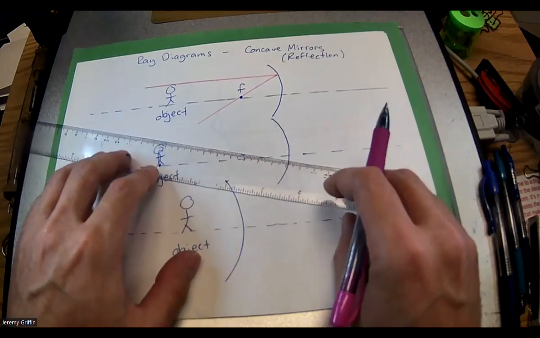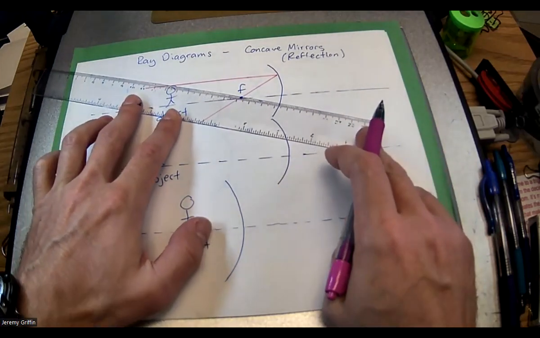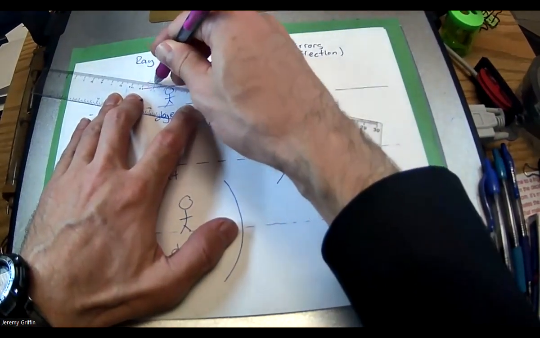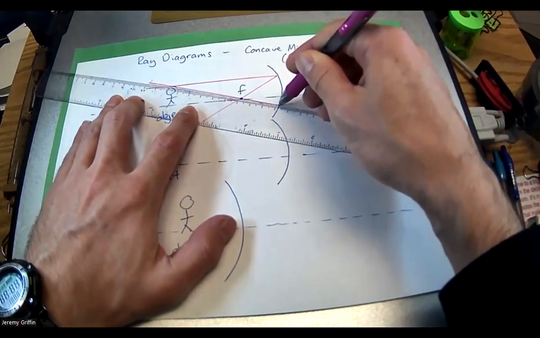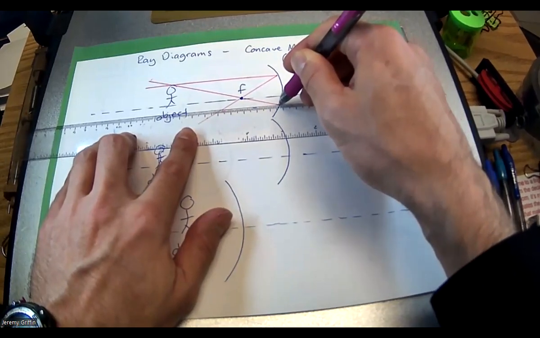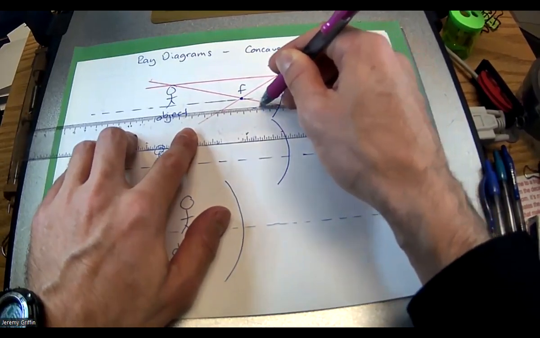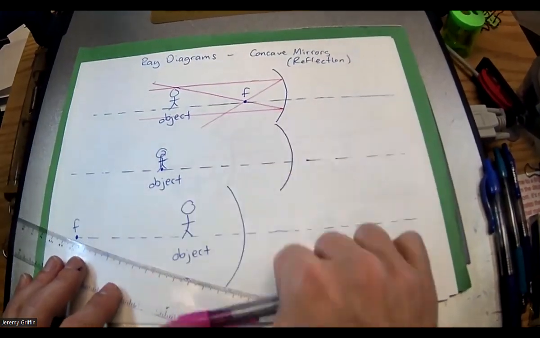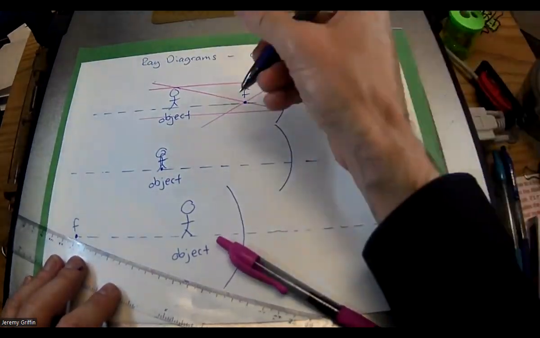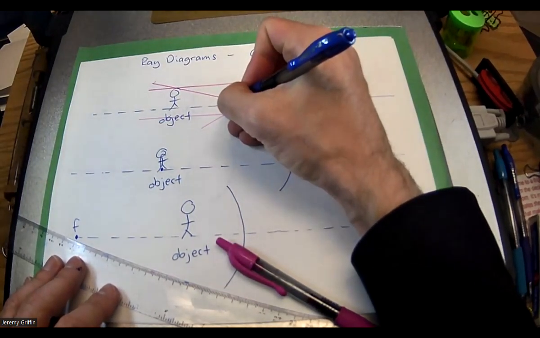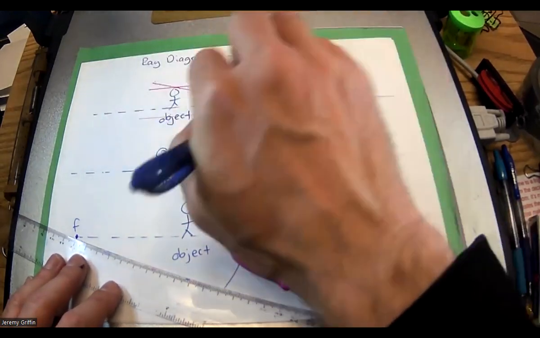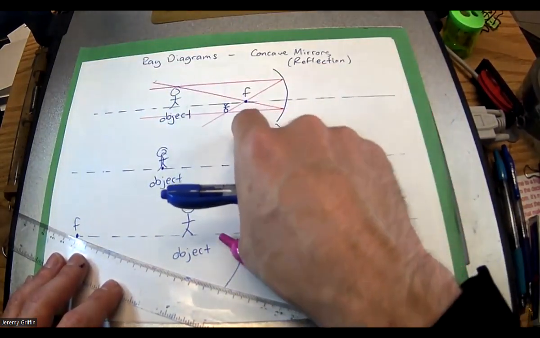So let's go back to the top of his head and aim this laser straight through the focal point. That one's going to bounce off, boing, back parallel to the ground. See where they cross right there? Now that's the top of his head for the image. His feet are still going to be on the floor. You can do the whole thing for his feet on the floor, just going to bounce back and forth.